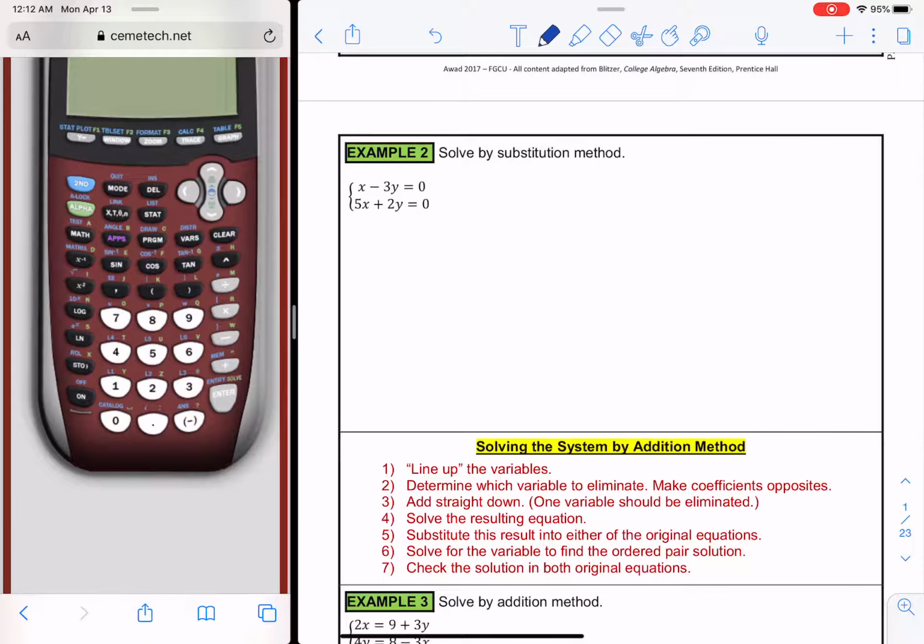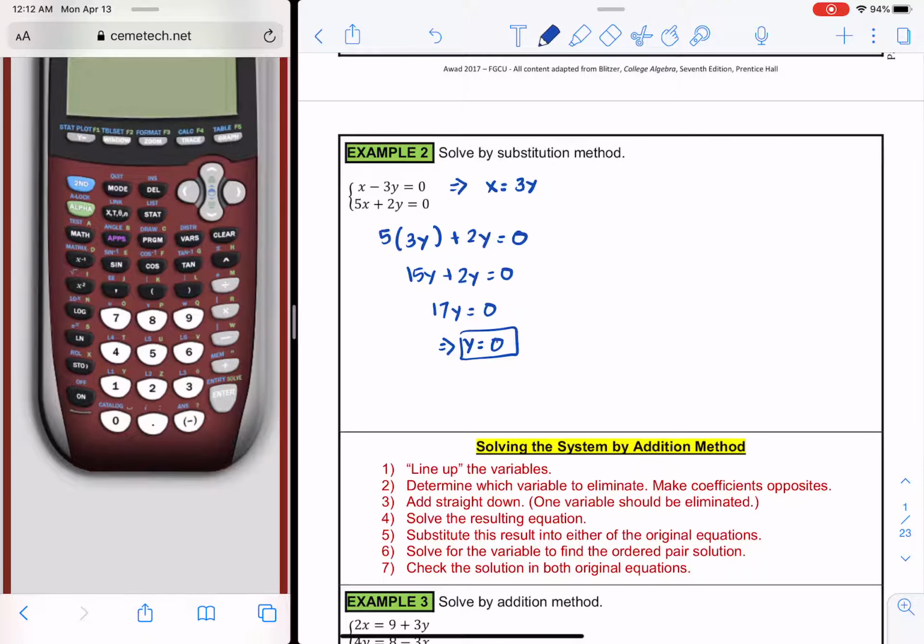So we are going to solve the next system via substitution. So I'm going to pick the easy one. The easy one would be the first one. So I'm going to take x is equal to 3y and plug that expression in the other equation for x. So we have 5 times 3y plus 2y equals 0. 15y plus 2y equals 0. 17y would equal 0, which would imply y equals 0 over 17, and that is simply 0.